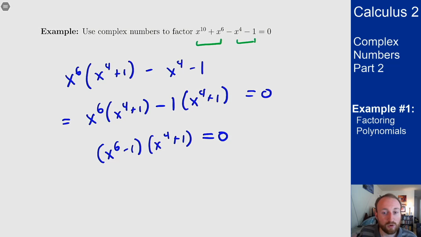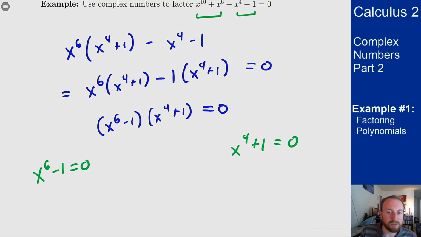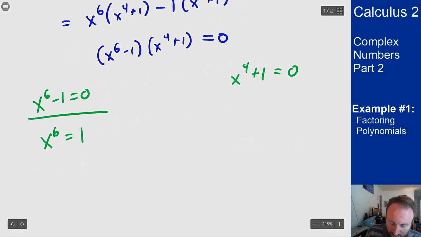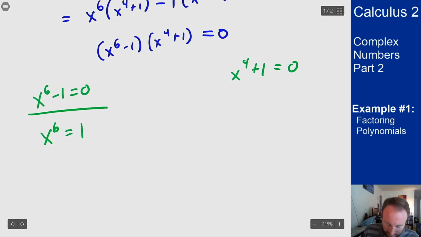Now, based on our normal rules for factoring polynomials, the zero product rule, if this is going to be 0, then either something on the left or something on the right must be 0. So either we have x to the 6th minus 1 equals 0, or x to the 4th plus 1 equals 0. And we'll handle these two cases separately. For x to the 6th minus 1 equals 0, this becomes x to the 6th equals 1, and this falls right into our roots of unity that we discussed previously. So we know what these roots look like.